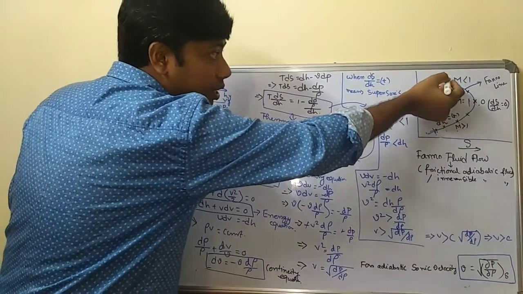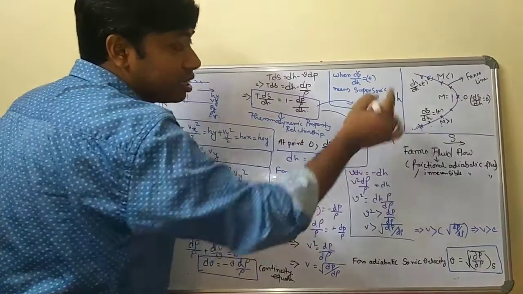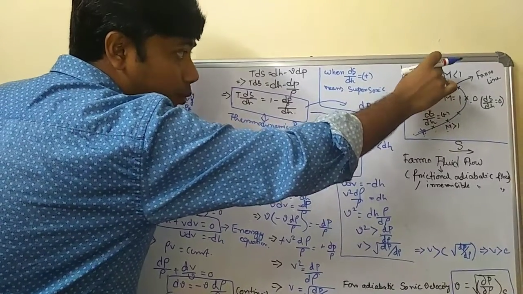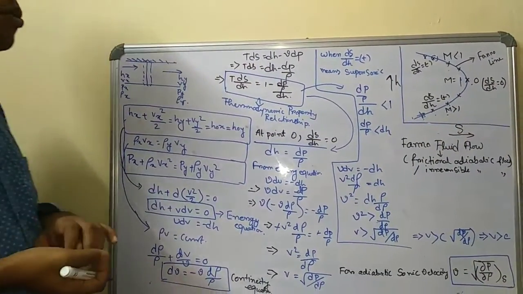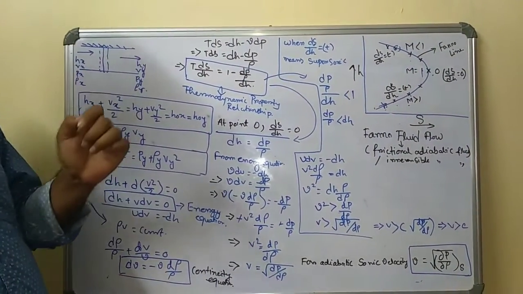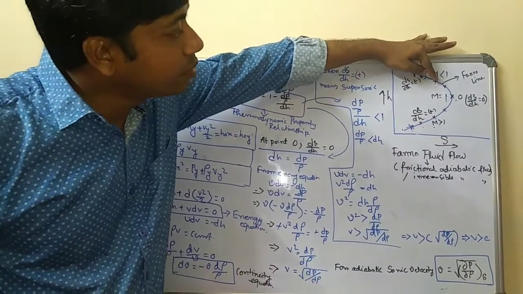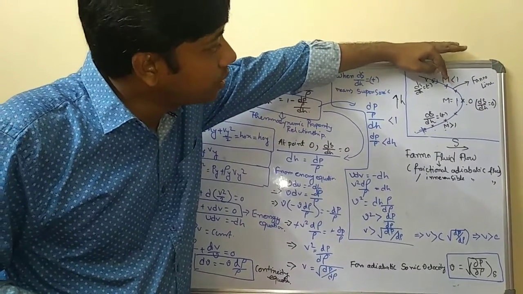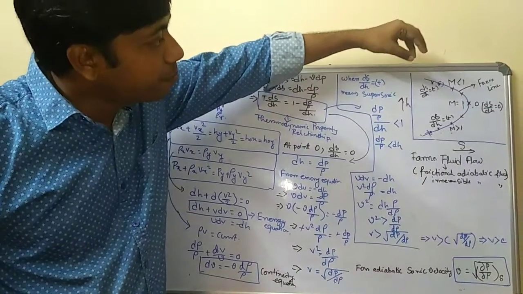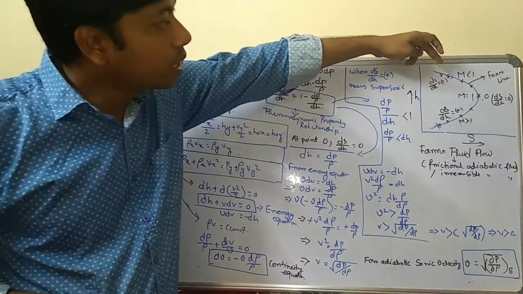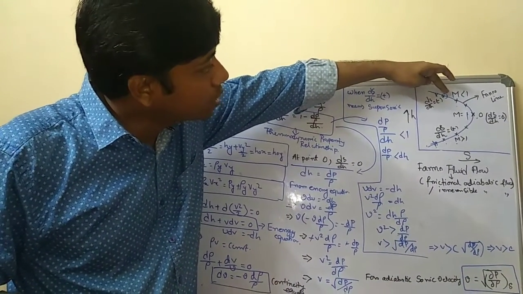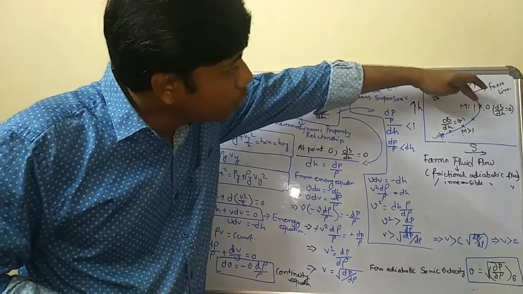Now, if the fluid is at this point, it indicates this point. If the fluid flows through a particular duct, what happens? The friction takes action. If the friction takes action, the velocity will be decreased, and the velocity also changes from subsonic to sonic.